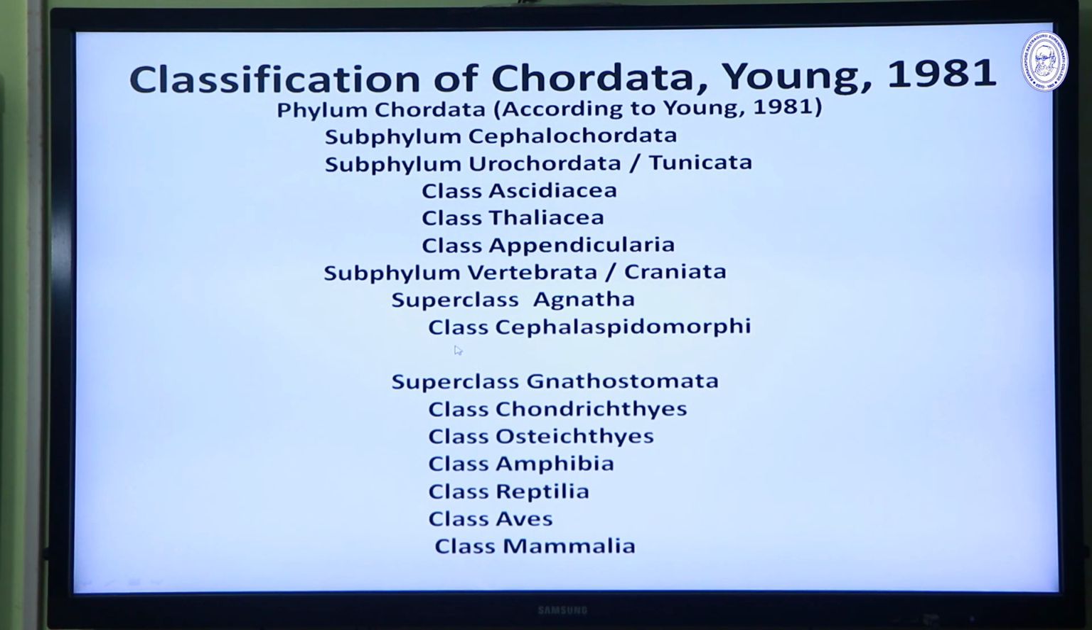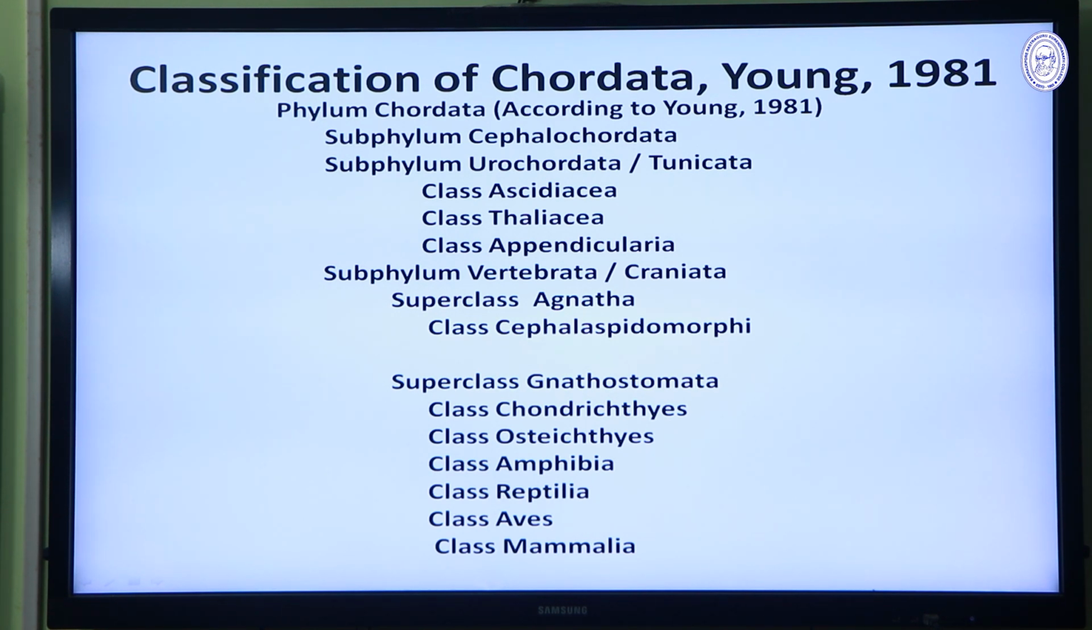Under this superclass there is one class, that is Cephalaspidomorphi. Then the superclass Gnathostomata, gnathos means jaw and stomata means mouth. So, animals bearing jaws in their mouths, again divided into 6 classes that we mostly know about, that is class Chondrichthyes, sharks, class Osteichthyes, all the bony fishes, class Amphibia, that is frogs, toads, class Reptilia, snakes and lizards, class Aves, that is birds, and class Mammalia, that we are.